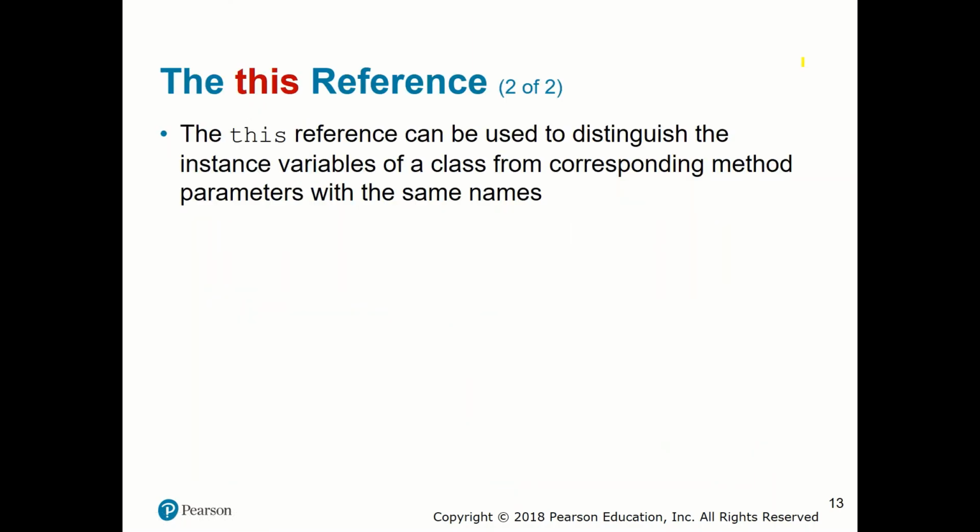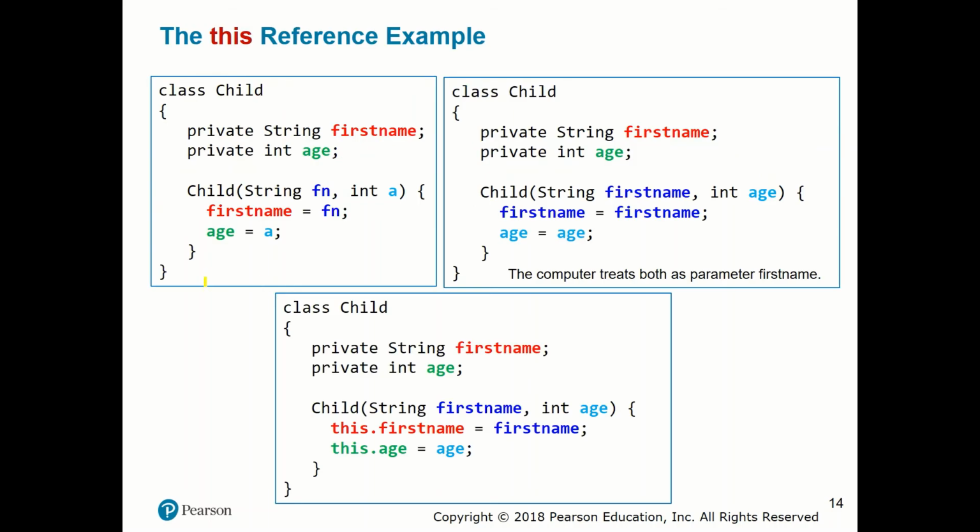This reference can be used to distinguish the instance variable of a class from corresponding method parameters with the same names. Okay, this is a very useful situation for using this. Okay, let's see this example.